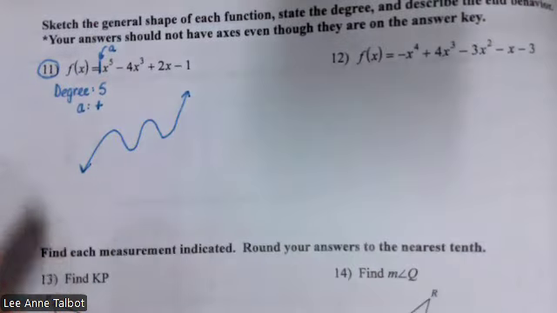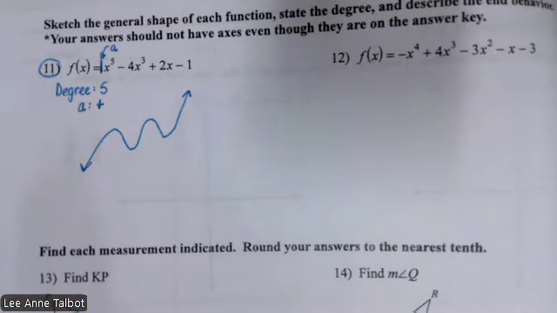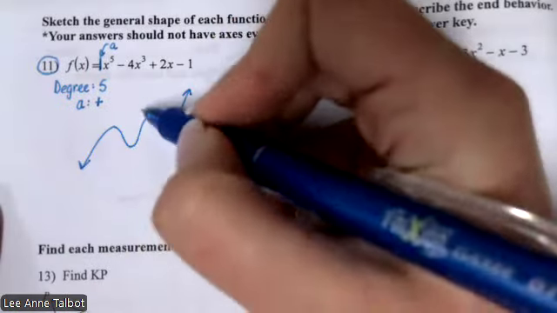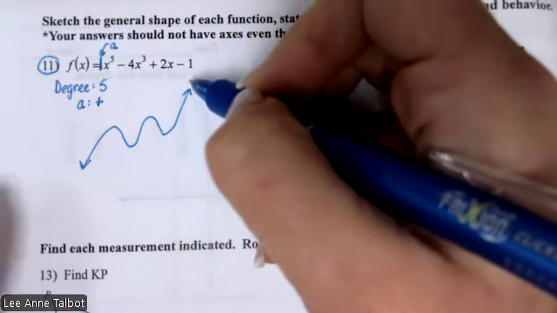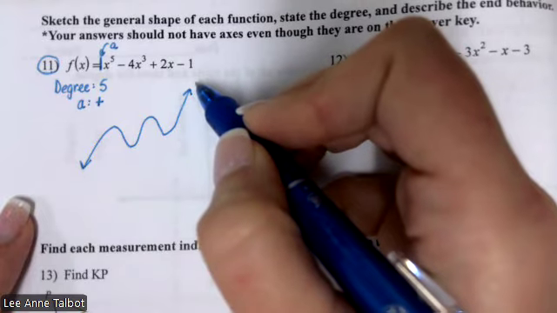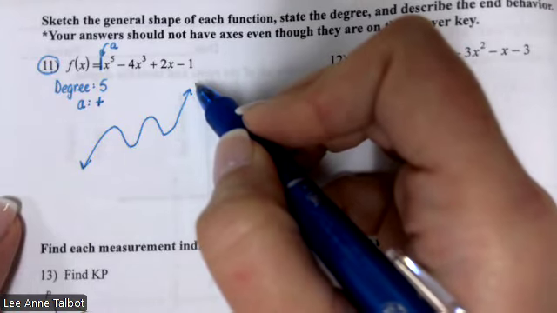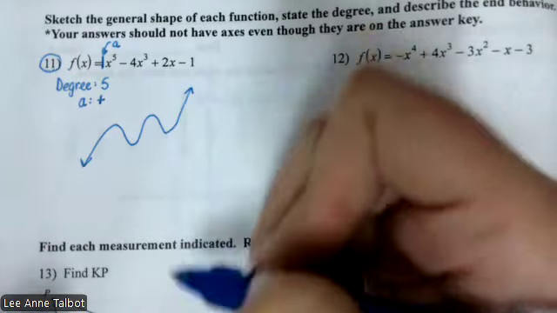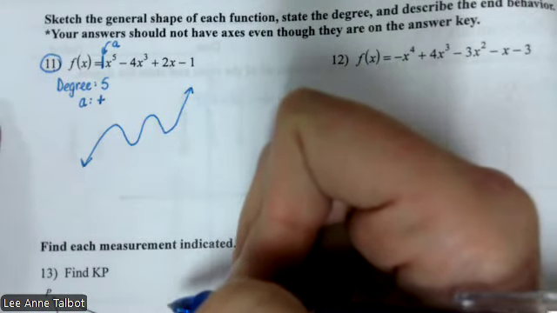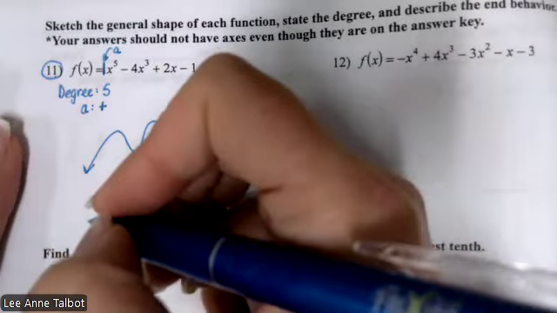Do I care how big your bumps are? No. What do I care about? The fact that it's got 5 directions, 1, 2, 3, 4, 5, and then it's starting low and ending high. If you look at the answer key, it's going to be the actual graph of this, which I'm not asking you to do. I'm just asking you to sketch the shape. Okay, now we need to do the end behavior.